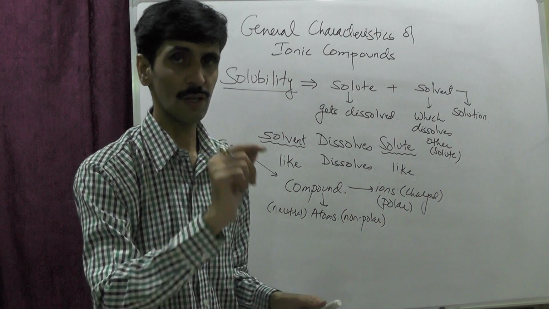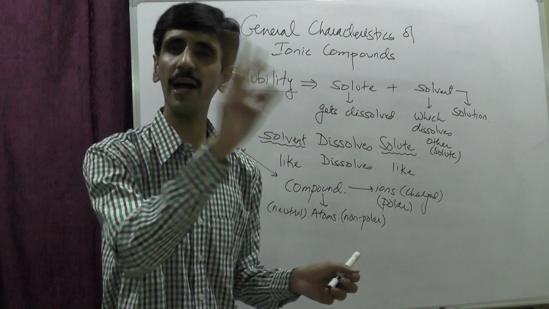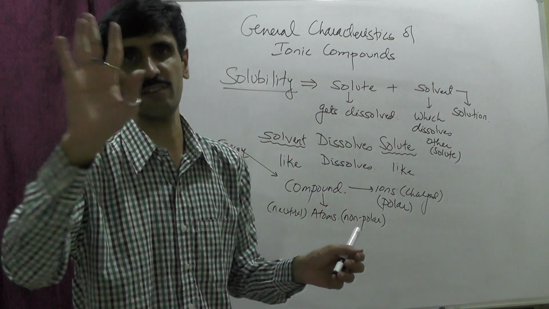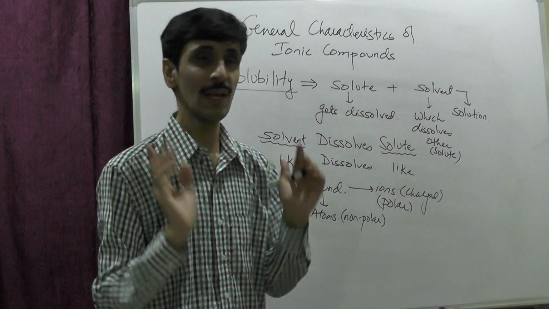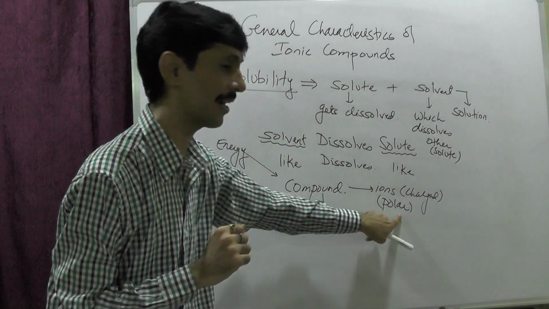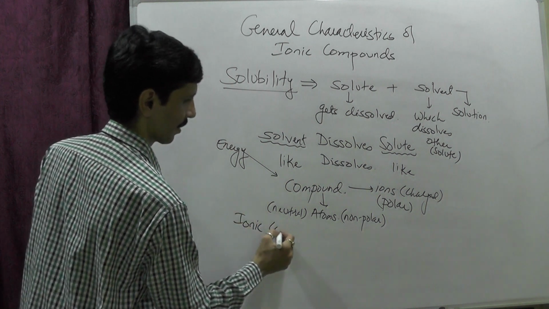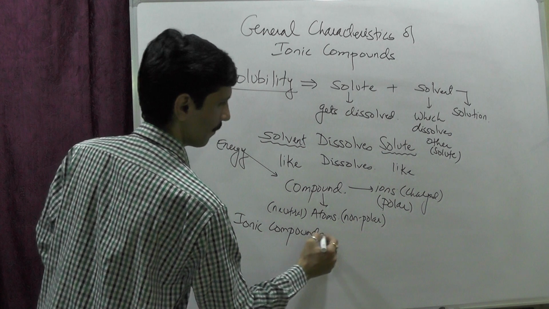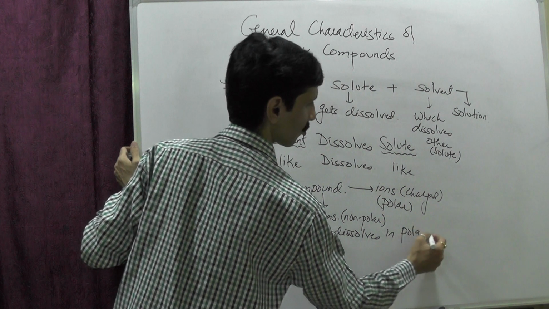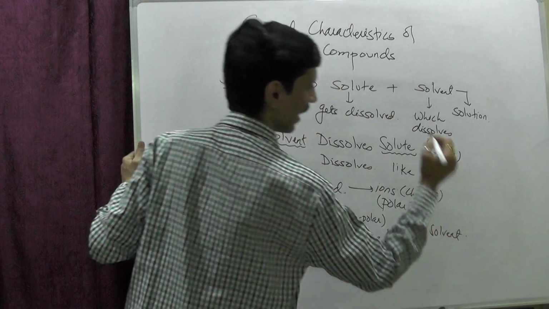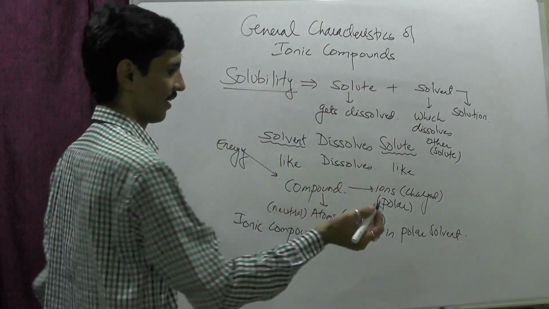So it means the polar solute will dissolve in polar solvent. Non-polar solute will dissolve in non-polar solvent. यह general है, वापस बोल रहा हूँ. Exceptional cases are there, but this is general. अभी देखिए दोस्तों, we are talking about ionic compounds, so it has to be polar. So what we say is that ionic compounds dissolve in polar solvent. And the very best example, the very first example which should come in our mind when we say polar, is water.